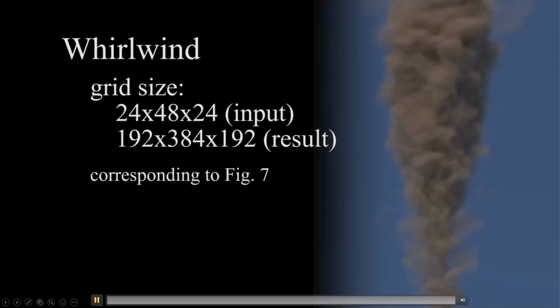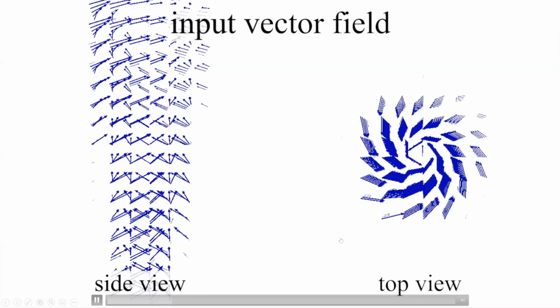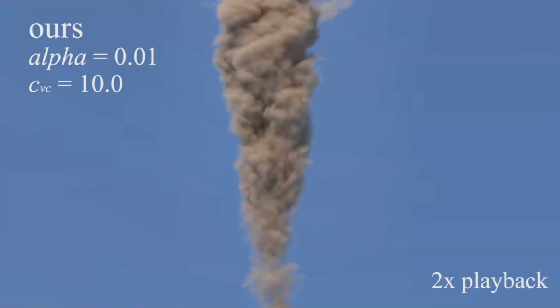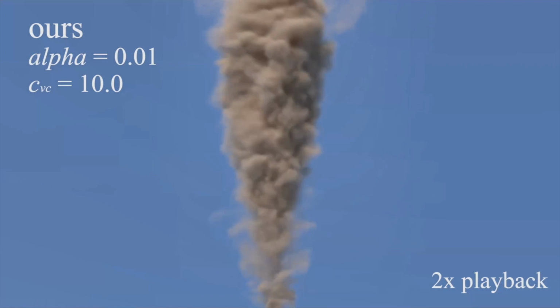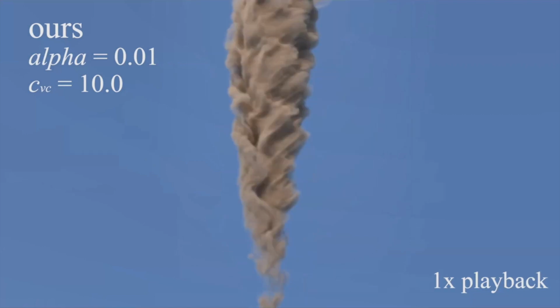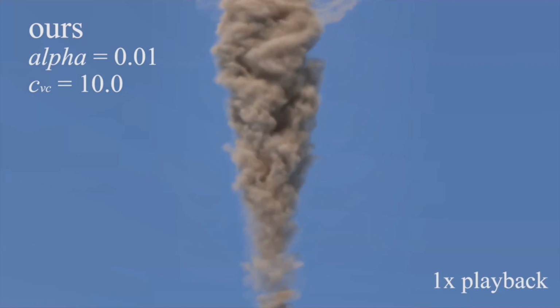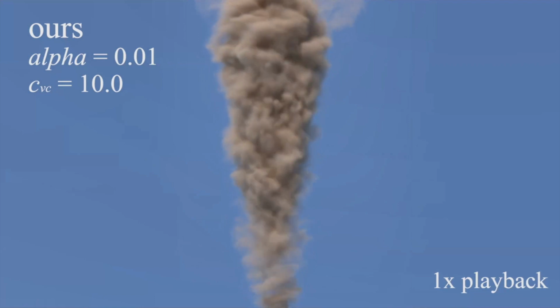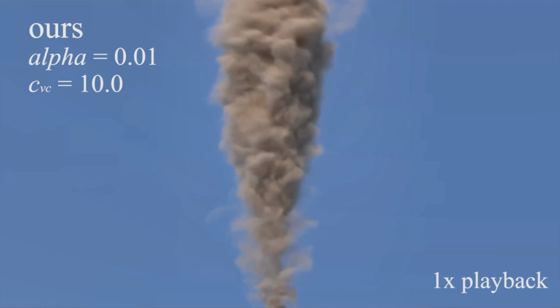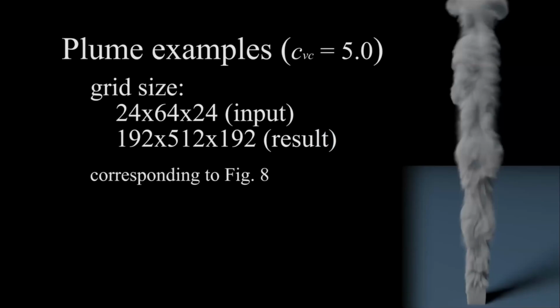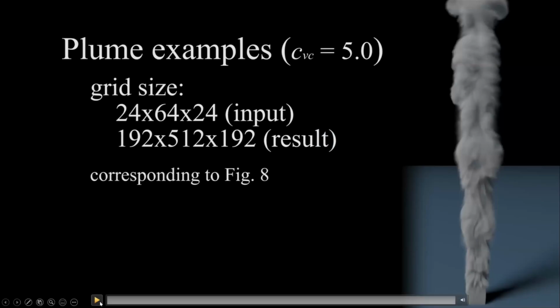This one is a more practical example. In this case, we try to generate whirlwind smoke. The input velocity field is also generated manually by ourselves. Okay, finally, this one is actually a comparison using the physically based input.